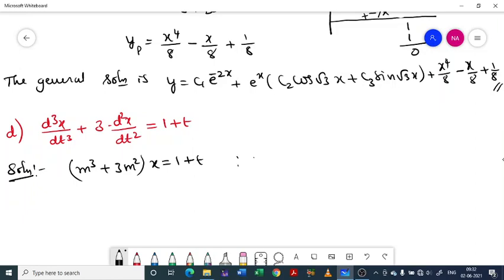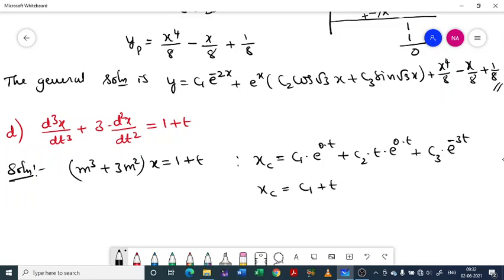So xc will be c1 e power 0t plus c2 into t into e power 0t because repeated, plus c3 into e power minus 3t. So it is c1 plus t c2 plus c3 e power minus 3t.